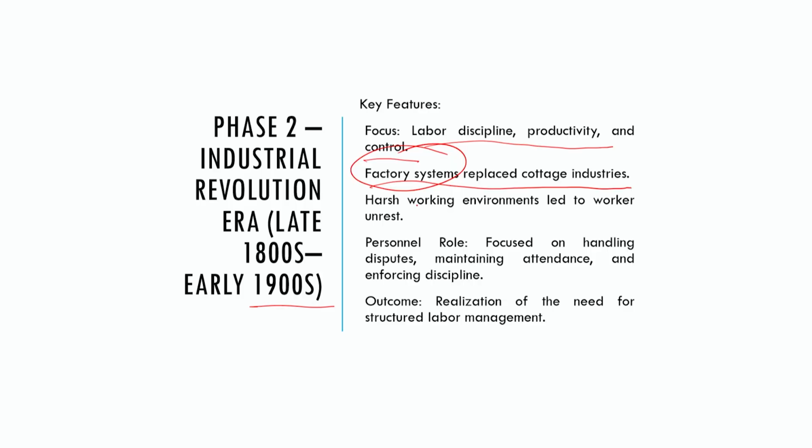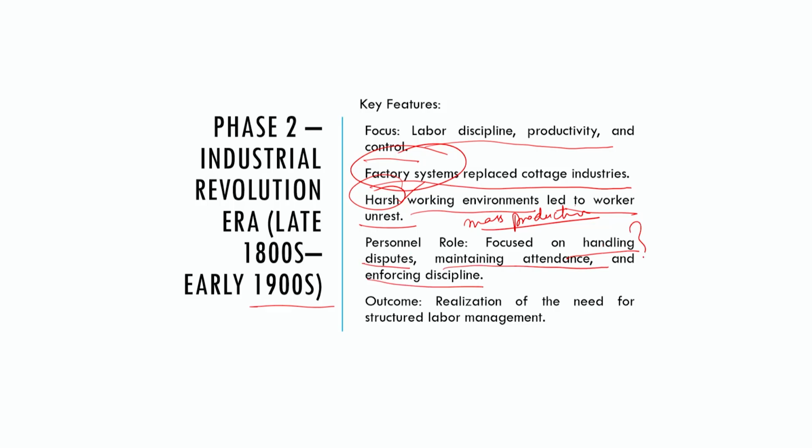Along with this, the working conditions were not very amicable. They became very harsh, which led to workers' unrest. Why did they become harsh? Because resources may have been less and more people were working. Why were more people working? Because they were focusing on mass production. This is the time when the focus shifted away from employee welfare and harsh working conditions came up. The personnel management role was focused on handling disputes, maintaining attendance and enforcing discipline.